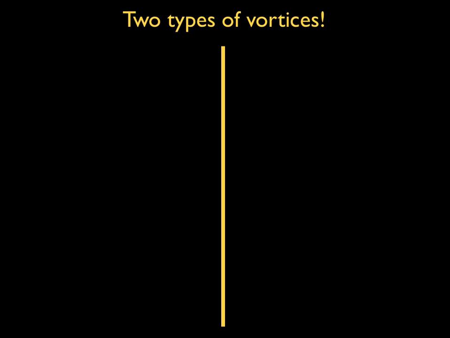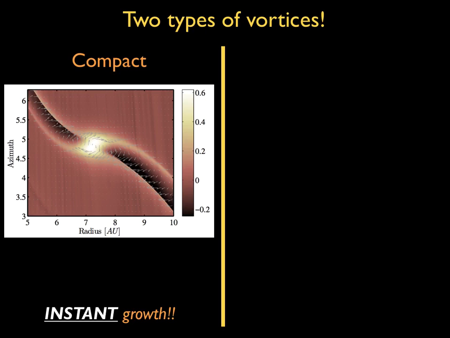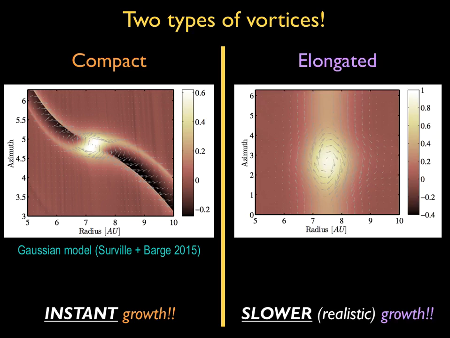So there are two types of vortices. If the planet grows instantly, you form a compact vortex that's well described by the relatively new Gaussian model. If the planet grows slowly, you form an elongated vortex that's well described by the classic GNG model.